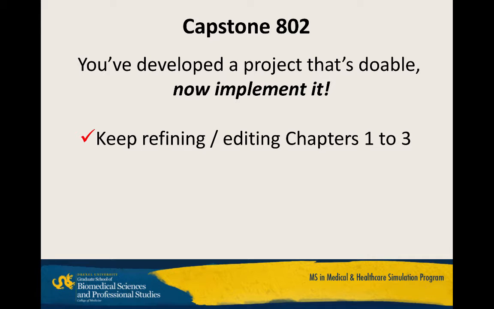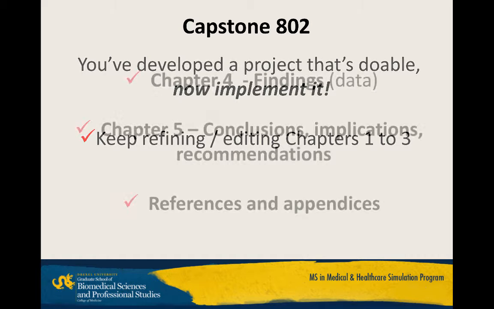Now in 802, you've developed a project that's doable. Now is time to start implementing it. And the thing to keep in mind is that you can keep refining and editing chapters 1 to 3, that as you start to do your work, you may find that you want to make some changes. This is an iterative process. I always think that chapters 1 to 3 aren't done until the whole thing is over.